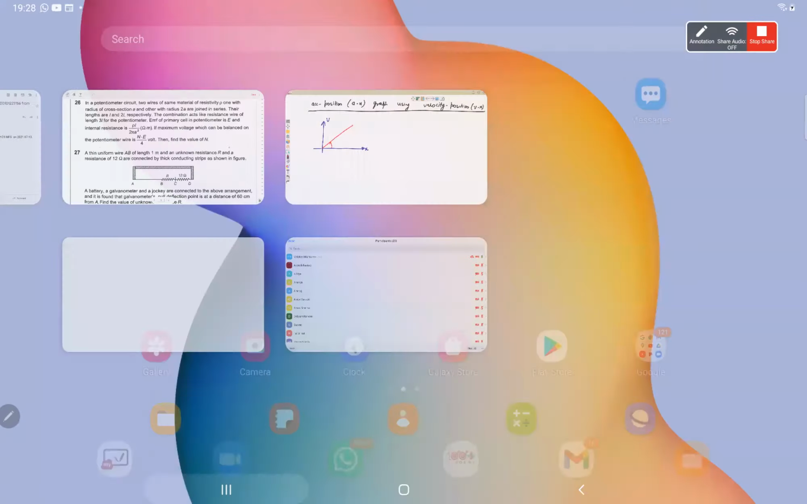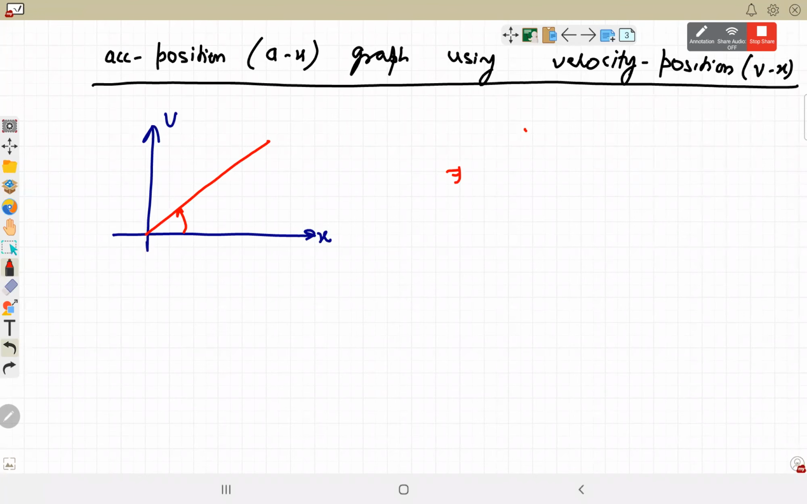What will be the corresponding acceleration position graph? What will be the corresponding A versus X graph?